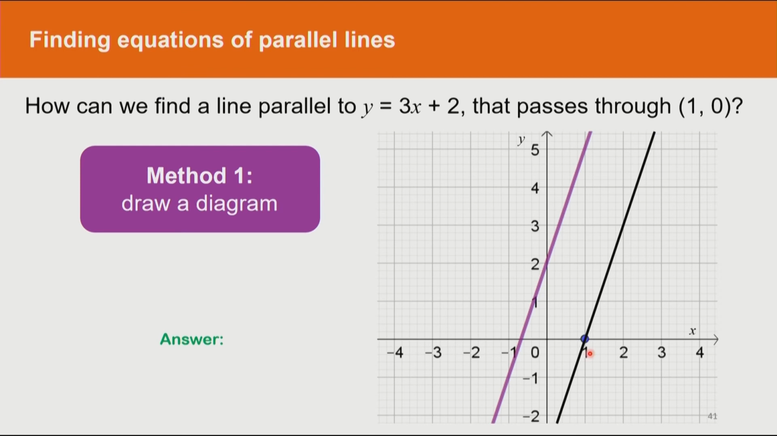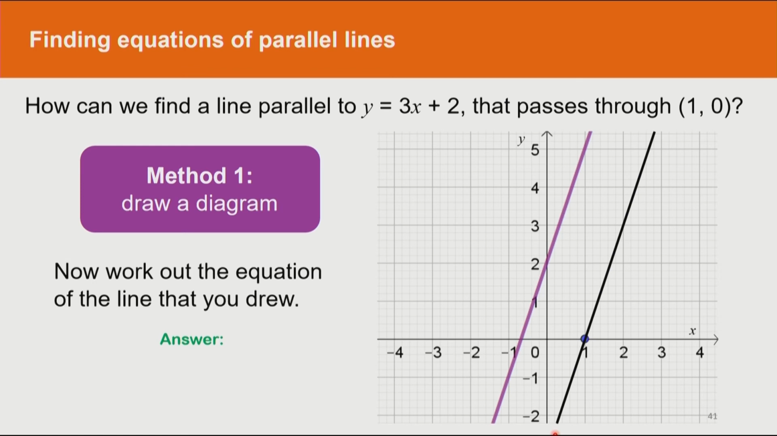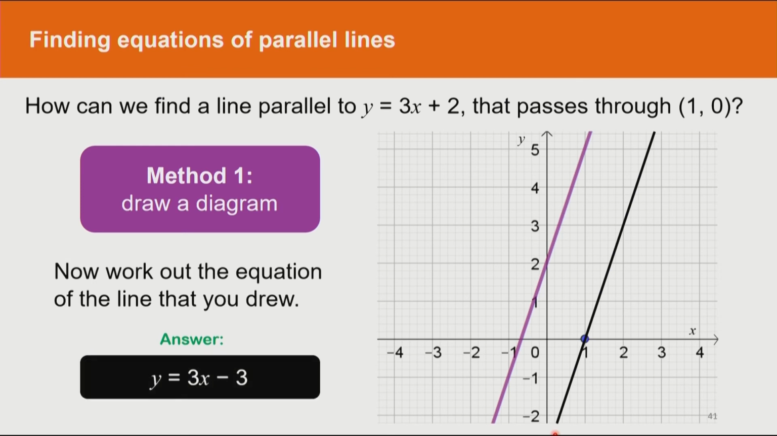So once you have drawn that, we know that the gradient, since they are parallel, is still 3. So for the value of c, you will check where that line crosses the y-axis. And that should give you the value of c. It crosses the y-axis at negative 3. Therefore, the equation of that line should be y equals 3x minus 3. So the required equation is y equals 3x minus 3.